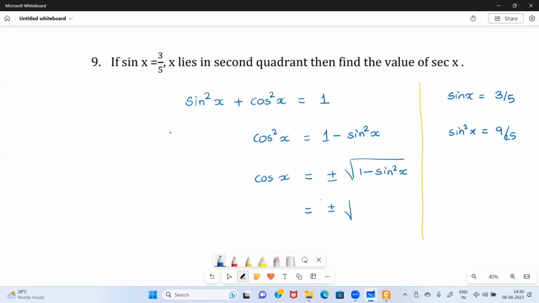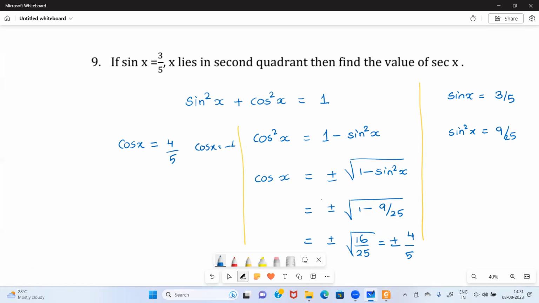Therefore, this is plus or minus root of 1 minus, what is sin square x? 9 by 25. So when I take LCM, I will get 25 minus 9, which is 16. Root of 16 by 25. I will get plus or minus. What is root 16, students? 4. Root 25 is 5. So I get cos x as either plus 4 by 5 or cos x is equal to minus 4 by 5.